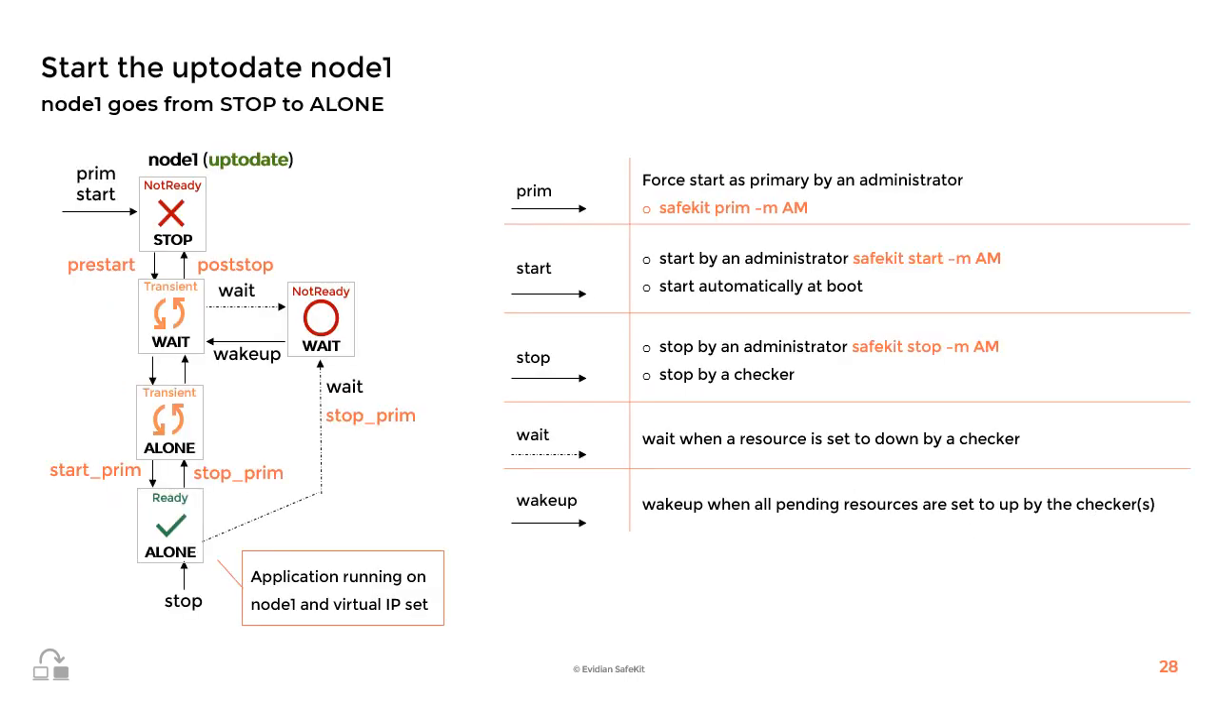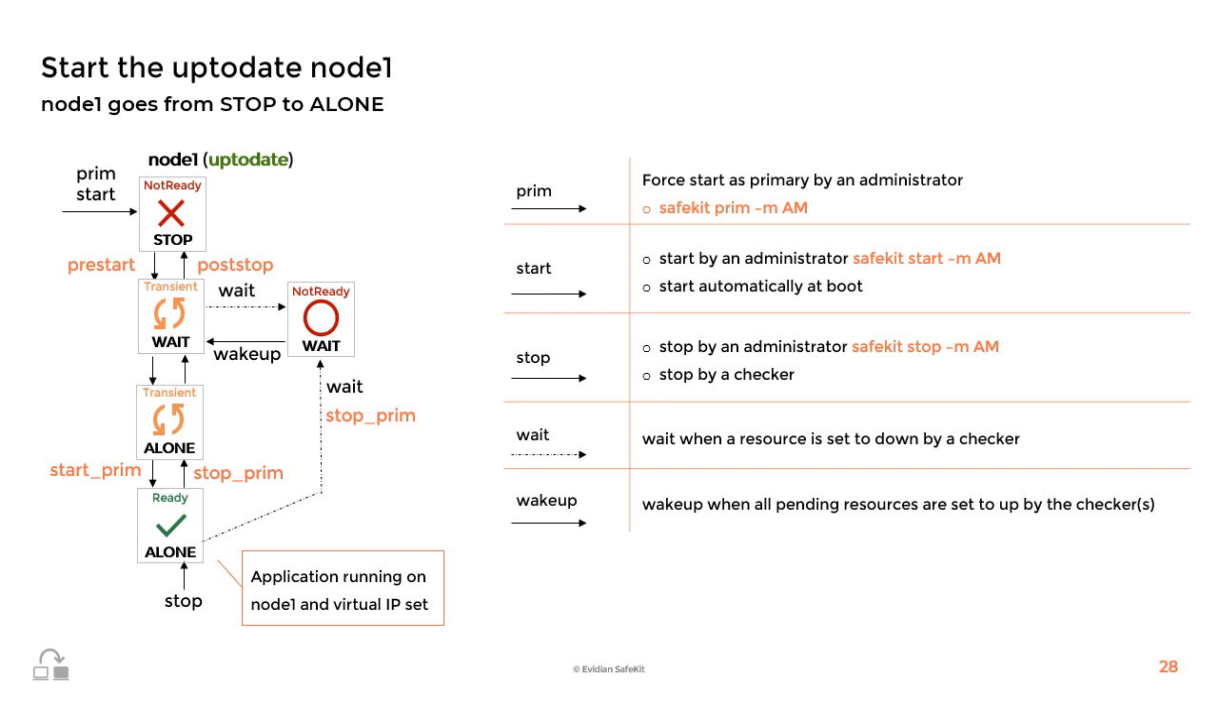Let's consider the start of the up-to-date node 1, which goes from the stop to a lone state. In the figure on the left, when the prim or start command is executed on node 1 in the up-to-date state, the pre-start script is first executed. Normally, the application integrated in the module should not run on the node, but if it is the case, the pre-start script makes a preventive stop of the application before installing the replication mechanisms and the virtual IP address.